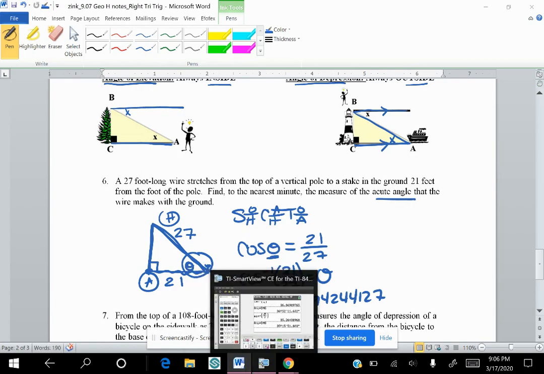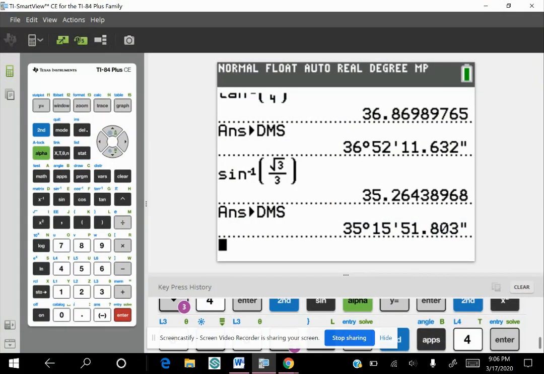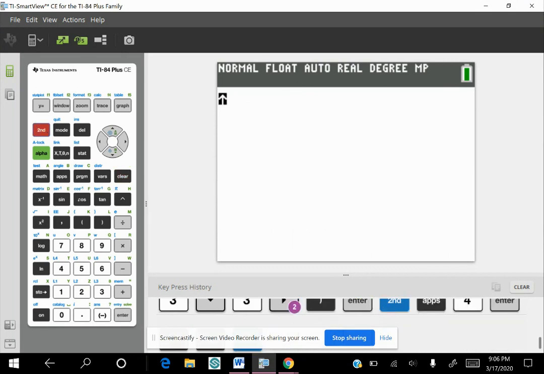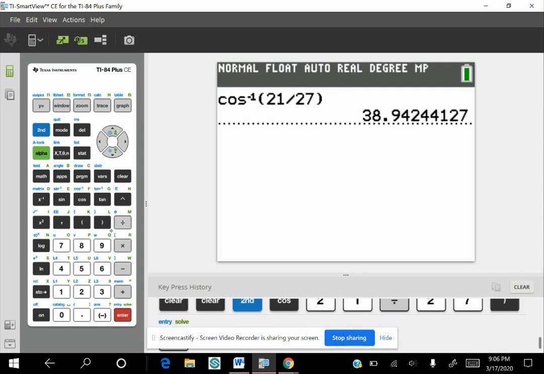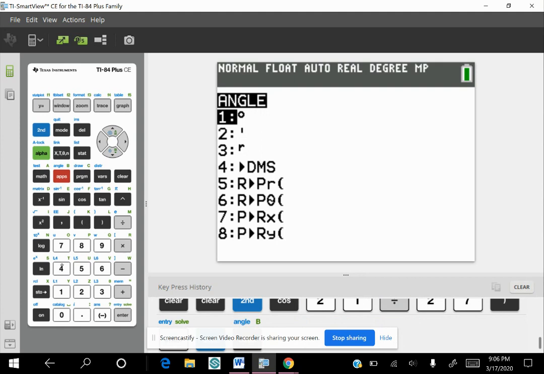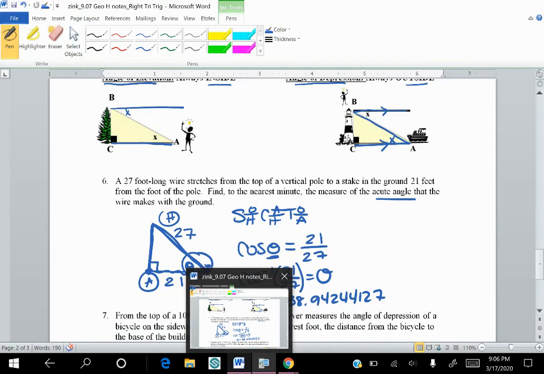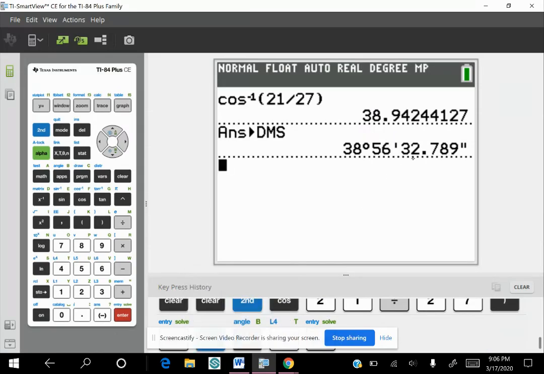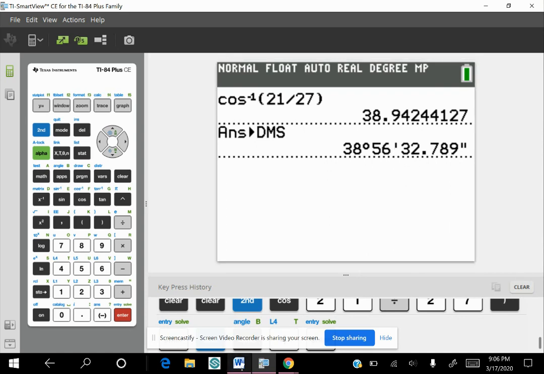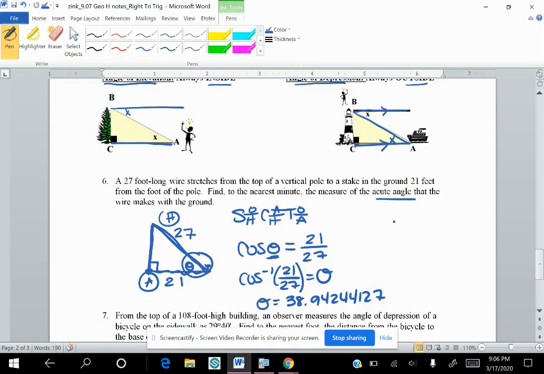And let me show you again. Go to your calculator, clear this out. I'm going to do second cosine 21 over 27 and second apps DMS, hit enter. And this said to the nearest minute, I believe. So, yep, nearest minute. So we're going to say, okay, well, we have more than 30 seconds. So we're going to round up. So this would be 38 degrees, 57 minutes. That's to the nearest minute.